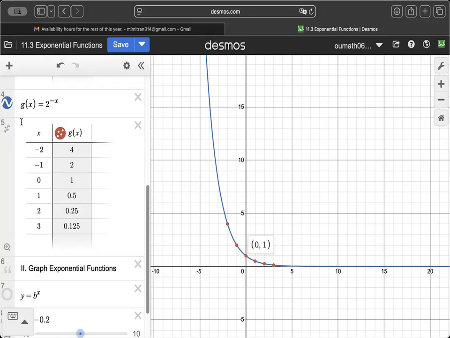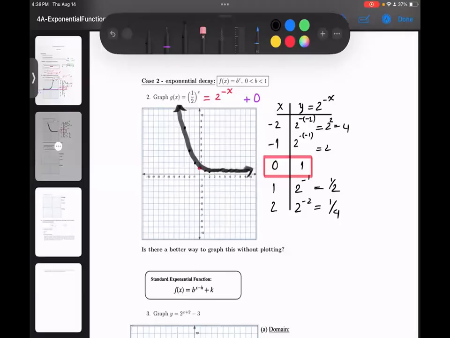Okay. Let me go back and graph it on the lecture note. Right, there it is. And again, I want to emphasize, we're going to focus on 0, 1. The horizontal asymptote here is still y equals 0.